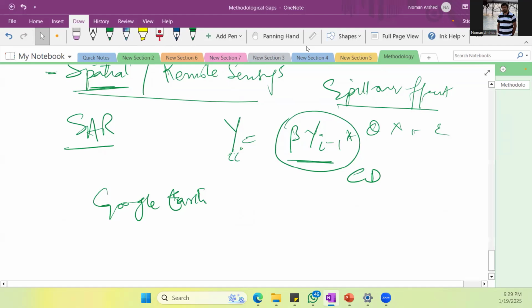For example, I was doing research on Gilgit-Baltistan, and I don't have data for GDP growth of each district of Gilgit-Baltistan. So what I did, I used the lighting data to create a proxy of how much development is there within each district, and I use that as an indicator for urbanization in each district, or growth in each district.